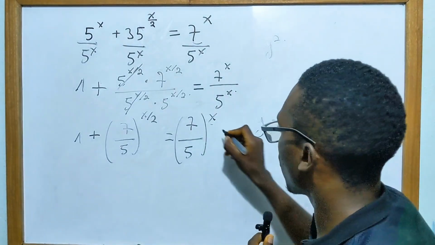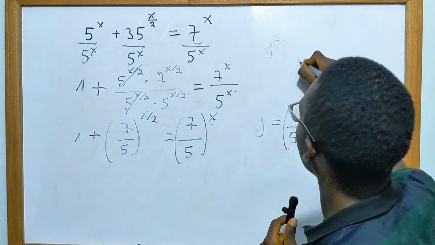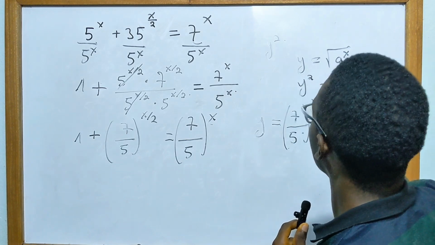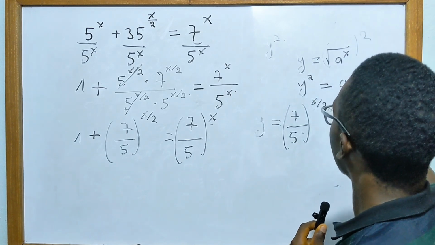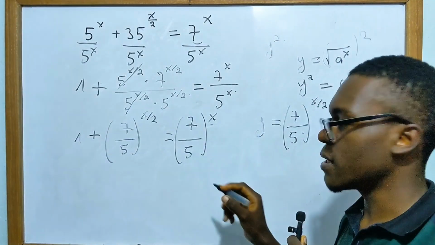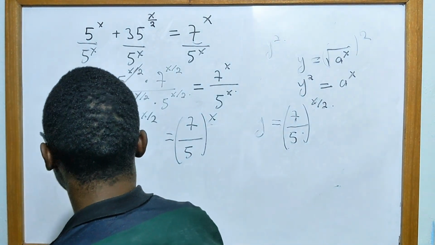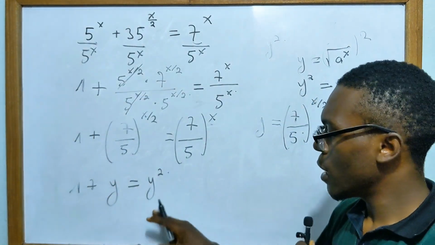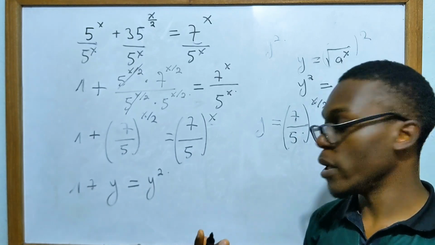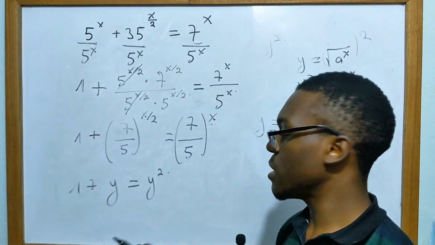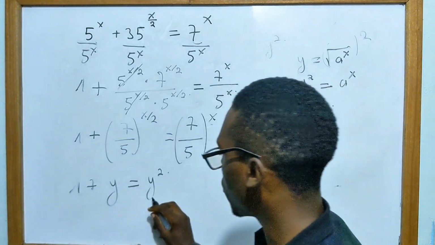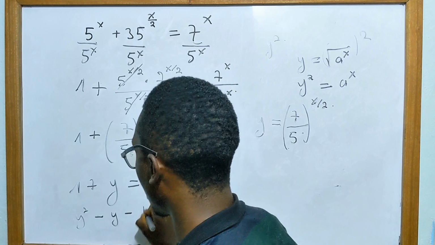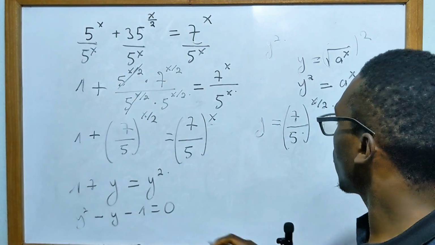Hence, if you take y equal to (7 over 5) to the power x over 2, it means this one will be equal to y square. Because if y is equal to the square root of a to the x, therefore y square will be equal to a to the power x. You see, that is it. Therefore we have 1 plus y is equal to y squared. That's typical. At this point, this resembles a quadratic equation that we are familiar with. We can then solve it using the basic quadratic formula. We can just bring everything here to have y squared minus y minus 1 is equal to 0.